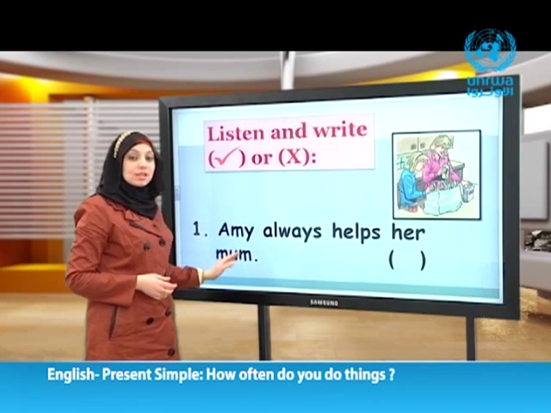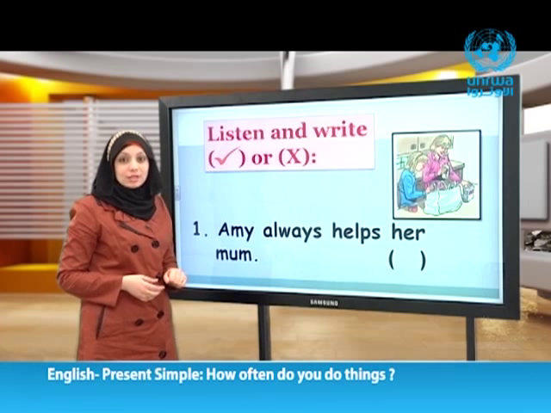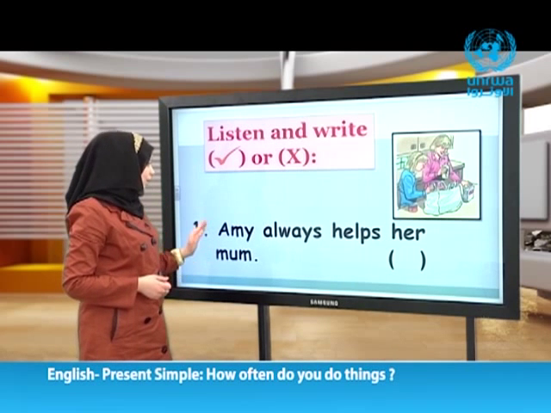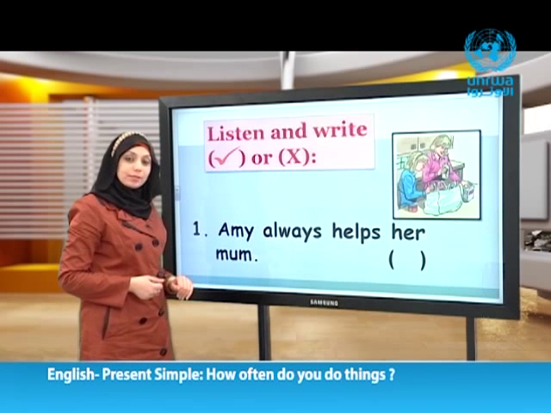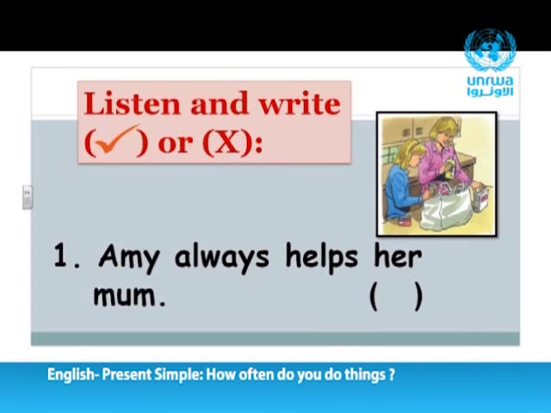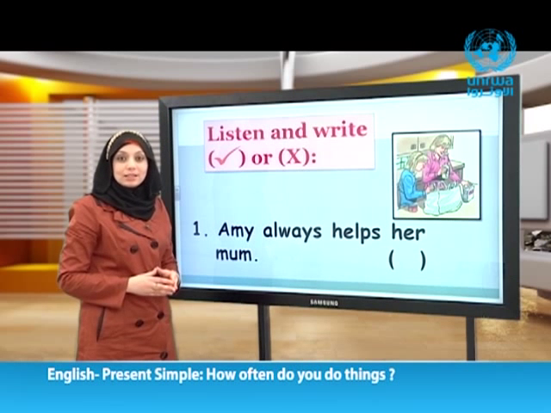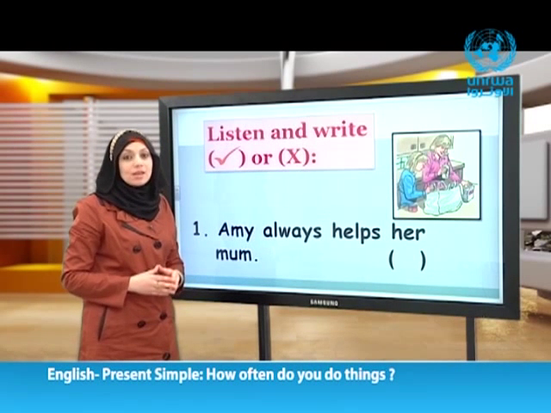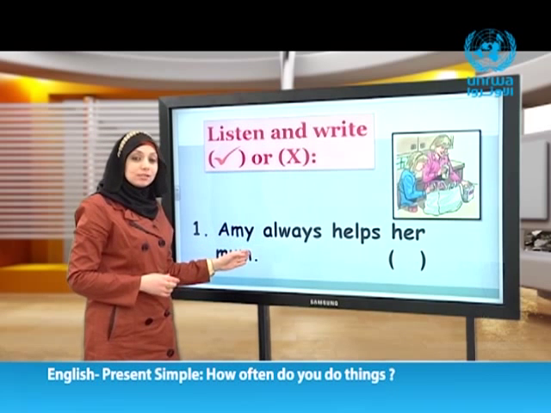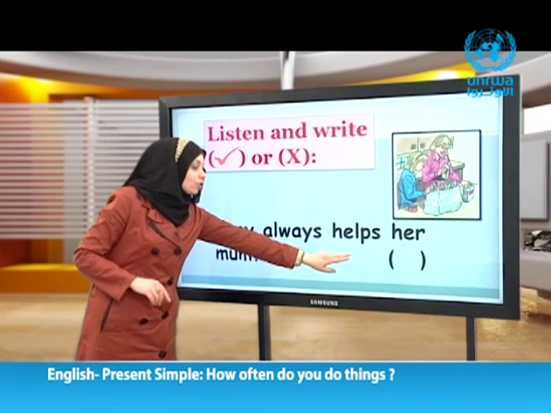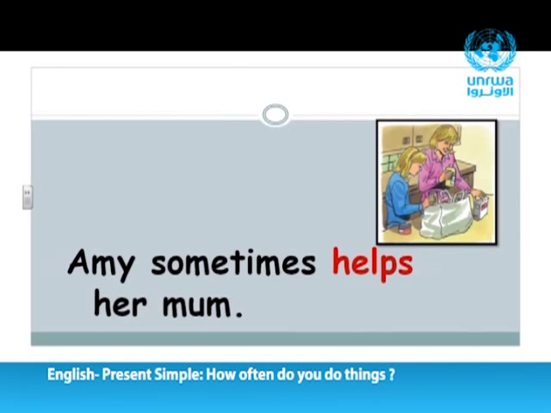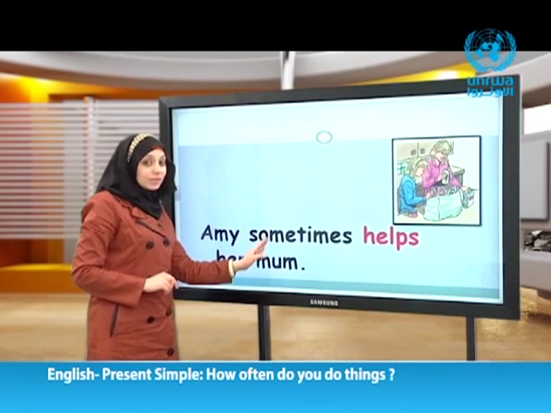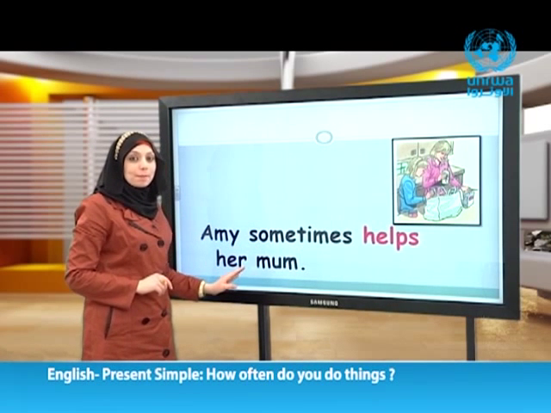Here we have a sentence and we have a helping picture. First, let's read this sentence. Number one, Amy always helps her mom. Amy sometimes helps her mom. Is it right? No, I don't think so. So it's false because the correct answer is Amy sometimes helps her mom.